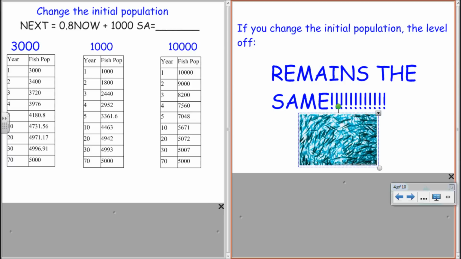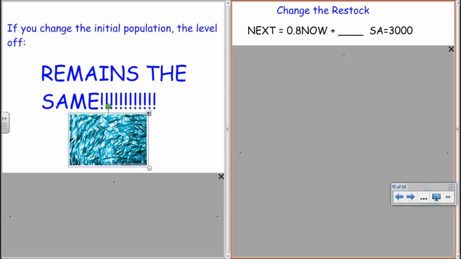All right, so let's think about, there's two other things we can change. We just changed the initial population and the level off stayed at the same point. We can change the rate and the restock. Let's look at the restock.